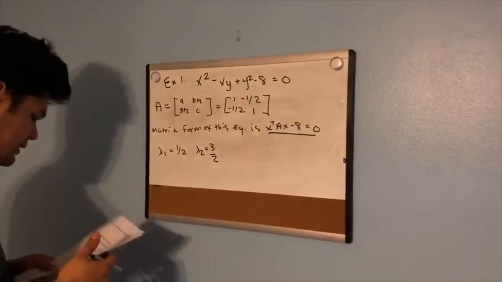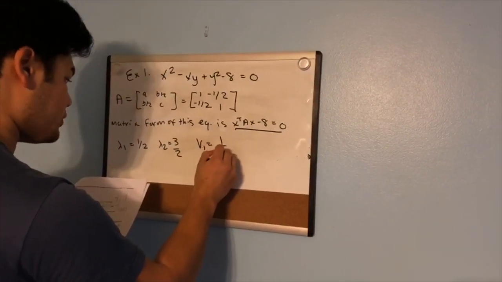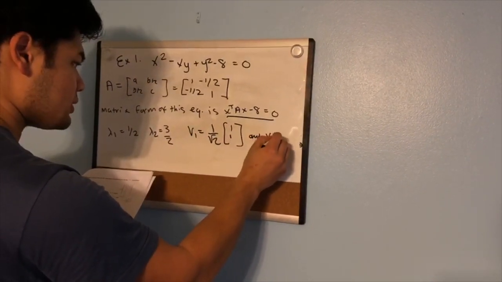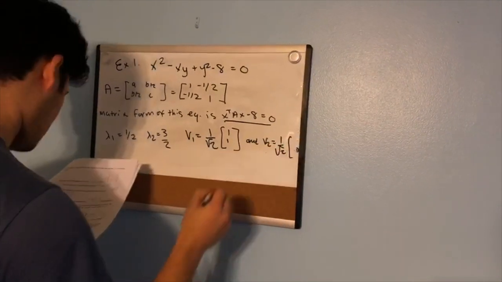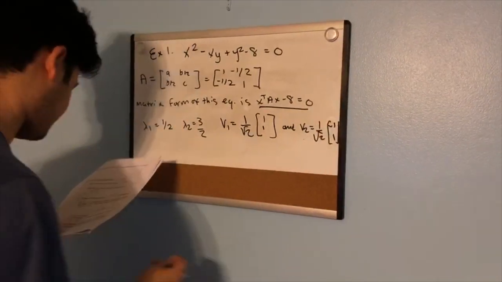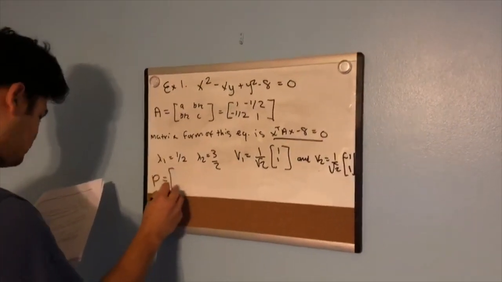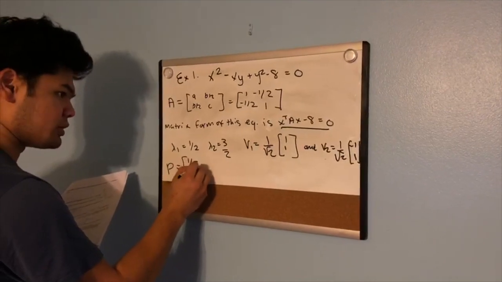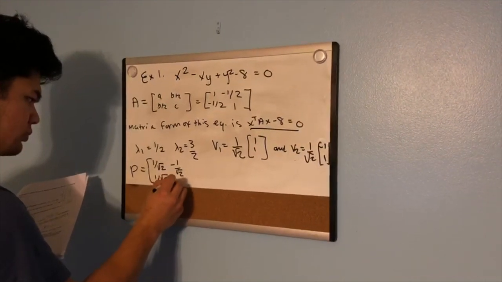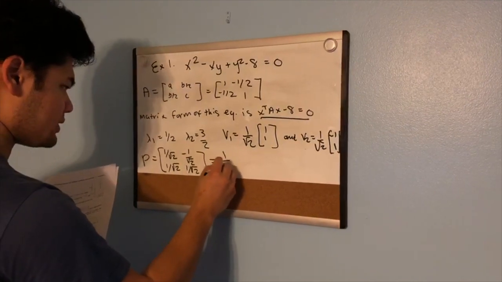And then we obtain the corresponding unit eigenvectors, which is v1 equals 1 over root 2, 1, 1, and v2 equals 1 over root 2, negative 1, 1. So this means the orthogonal matrix P equals 1 over root 2, negative 1 over root 2, 1 over root 2, and 1 over root 2.